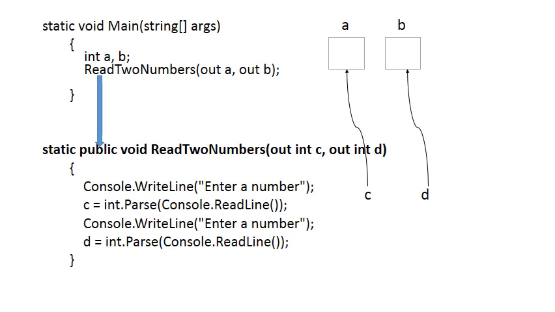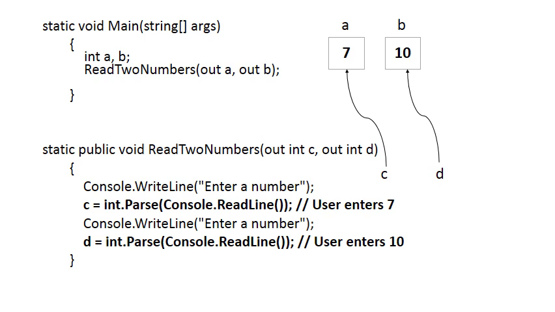So because they are out parameters, C and D are not two variables inside method read to numbers. They are simply two pointers that point back to A and B, the two variables in the main method. So they point to that, they are not separate variables in read to numbers. What happens now, the user in the method first enters a 7, and because C points to the variable A in the main method, that variable changes to 7. And the same happens when the user enters a 10 for D. So that variable changes to a 10.